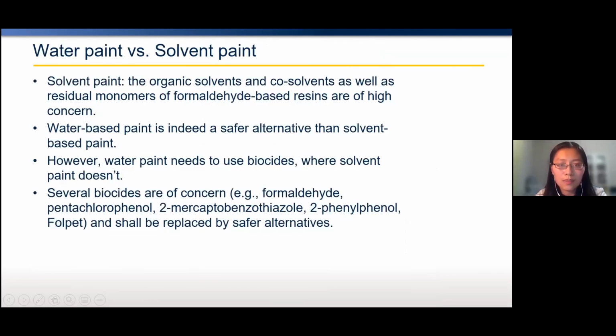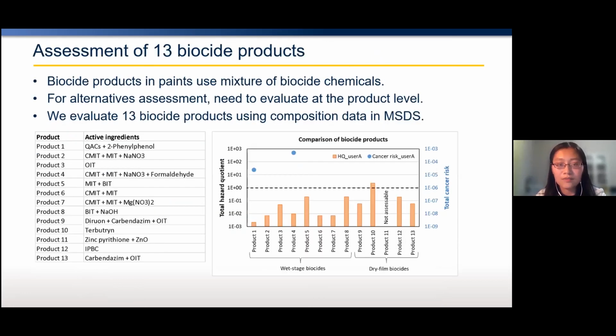So to compare water paint and solvent paint, we see that water paint is a safer alternative than solvent paint because it does not contain those harmful organic solvents and formaldehyde-based resin. But water paint uses biocides, where solvent paint does not need to, and biocides can have problems.